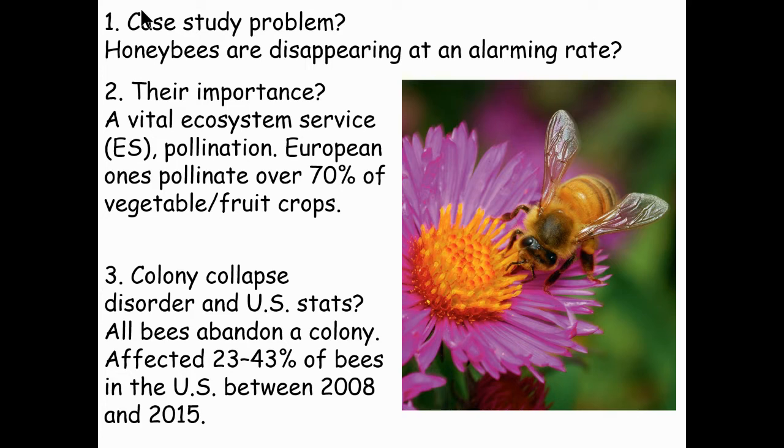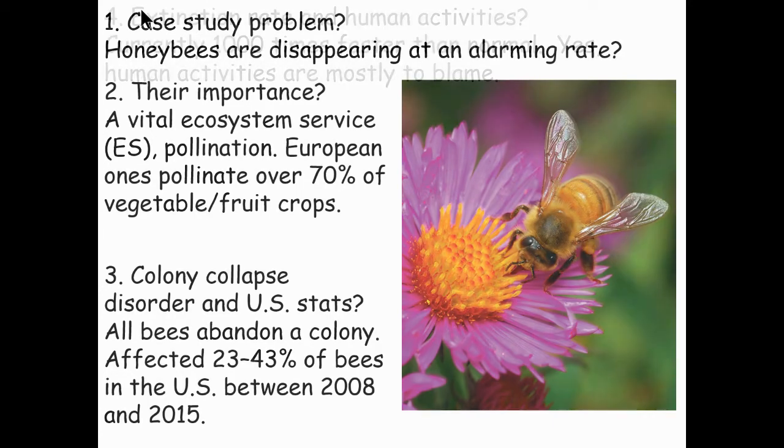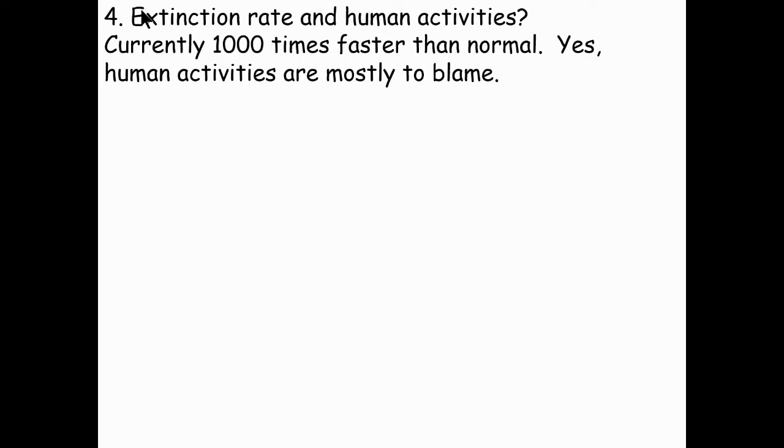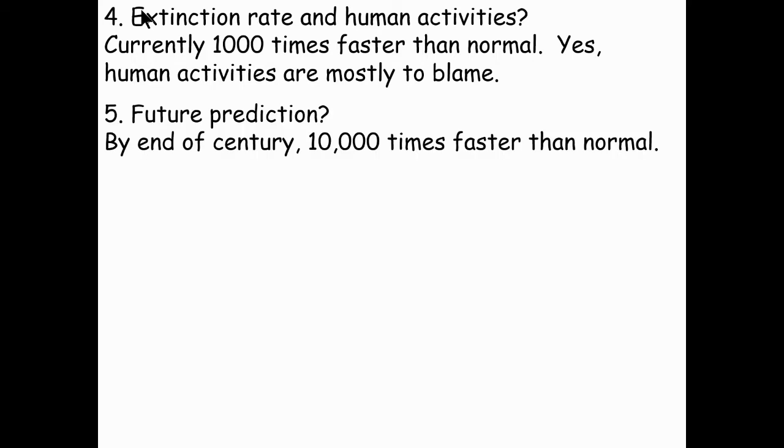All right, moving ahead in 5, 4, 3, 2, and 1. All right, extinction rate and human activities. Right now, the extinction rate is about 1,000 times the natural rate. Humans are, for the most part, to blame for this extinction rate. The prediction for the future is that it will increase tenfold by the end of the century.